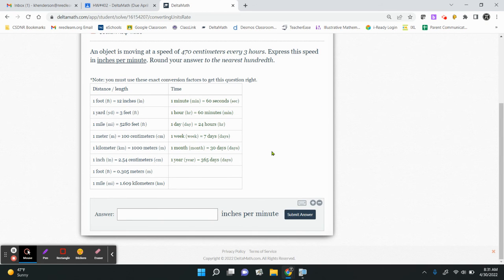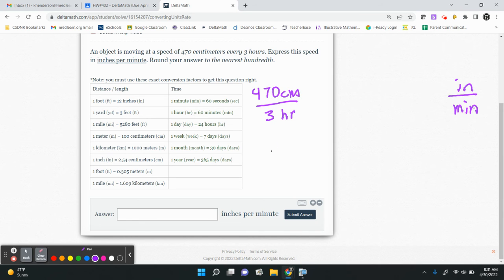470 centimeters every 3 hours. So 470 centimeters every 3 hours. And I want inches and minutes. So let's see what I've got for centimeters. I've got this one for centimeters. Oh, there we go. This one goes straight from centimeters to inches. So that's my winner.